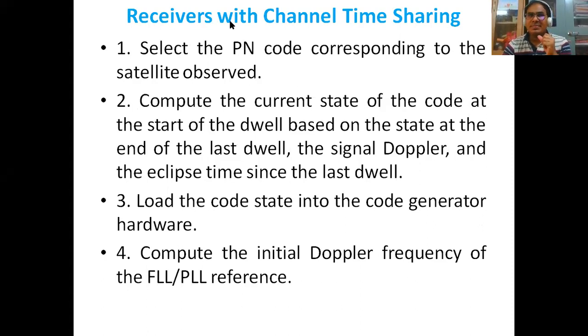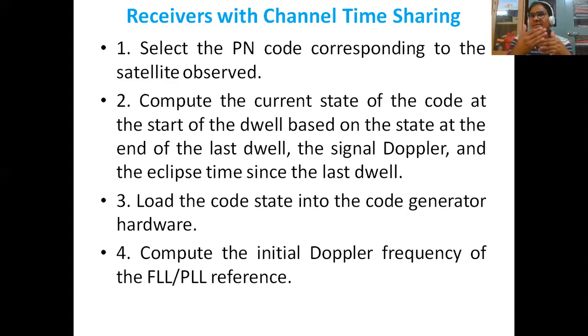The first step is to select the pseudo random noise code corresponding to the satellite observed. There are 24 satellites revolving around the Earth, we know that. Among them, the signal is received at a time. Then from which satellite is that signal received? That is first to be observed. The satellite is to be selected. Then compute the current state of the code at the start of the dwell, based on the state at the end of the last dwell, the signal Doppler, and the elapsed time since the last dwell.